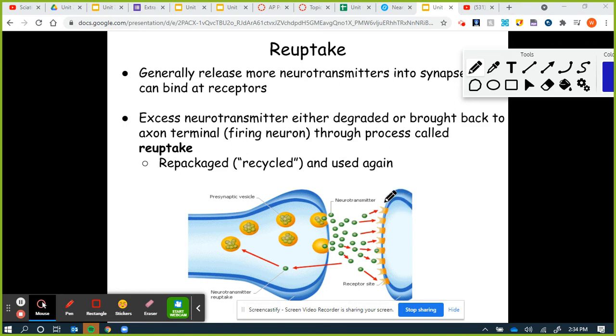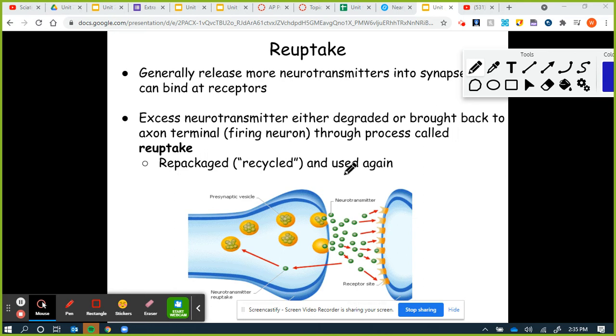When a neuron fires, it releases a whole lot of neurotransmitter into the synaptic gap. Not all of it is going to bind at the receptor site. Some of it just chills in the synaptic gap. As some of it is chilling, some of it is just going to dissipate. It's going to be eaten up by chemicals.